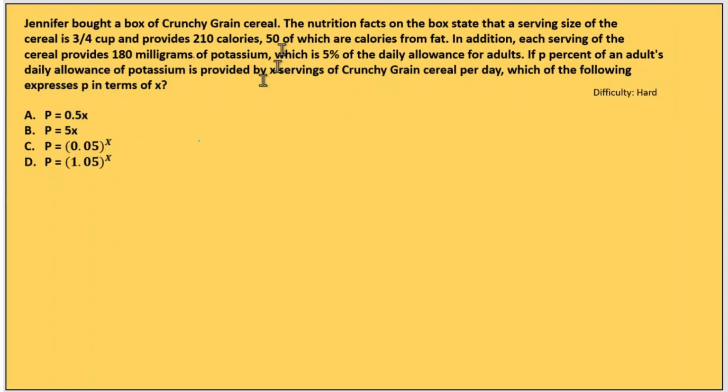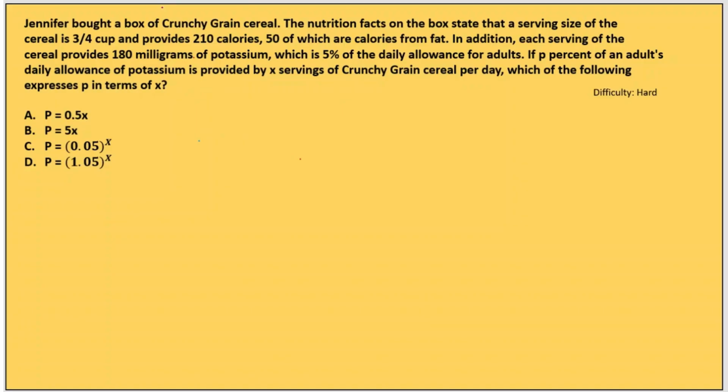What they actually want us to find out is the amount of daily allowance of potassium provided by X servings of crunchy grain cereal per day. That's what they want us to find out. And in order to solve this question, what we have to use is the elimination method, but not on these options, on the information in the passage. They've given us a bunch of information which is completely useless. So we are going to go through it, check out which information is unnecessary for us, and cut those out.